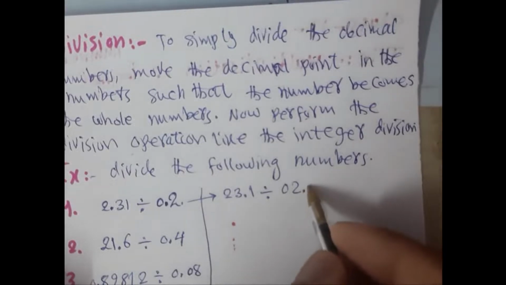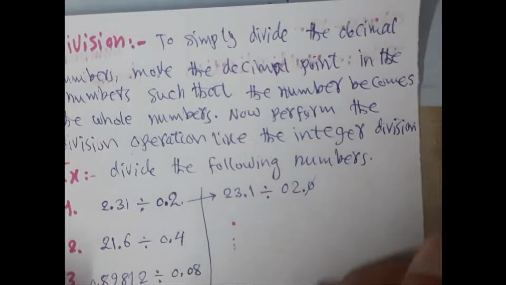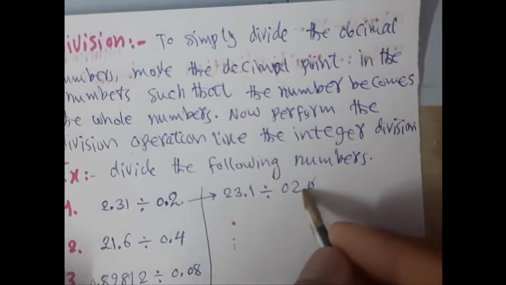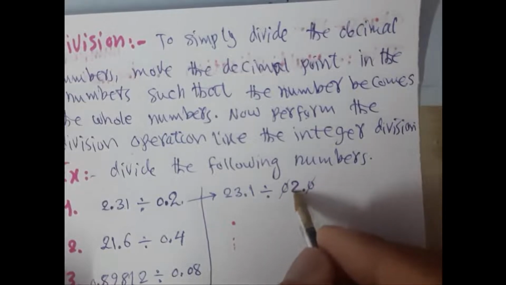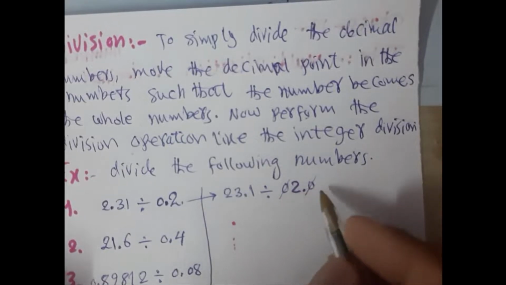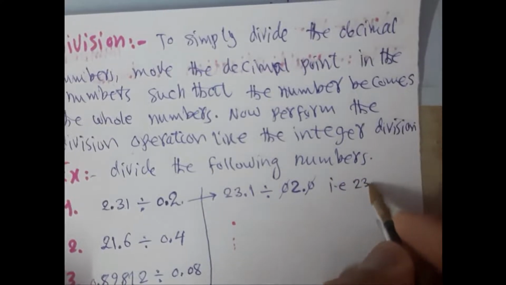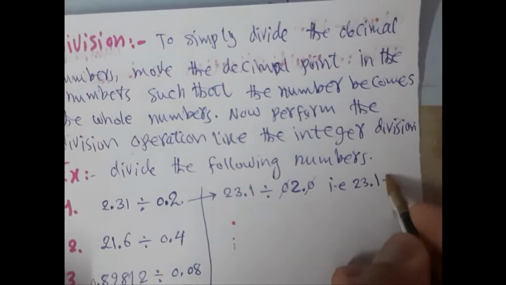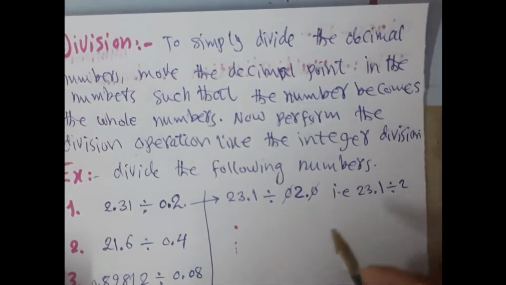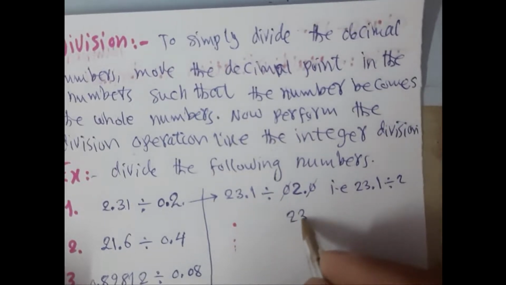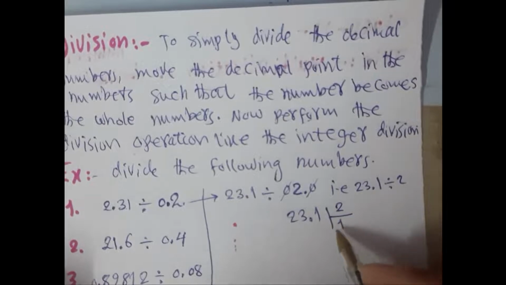The decimal point came here. Here we have 0. Then the zero right of the decimal point is meaningless. Also here, the 0 to the left of 2 is meaningless. Actually here we have 2, that is 23.1 divided by 2. Now we can divide this number. 23.1 divided by 2: 2 divided by 2, 1.